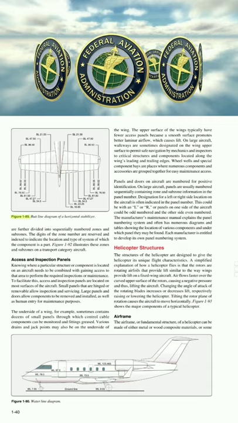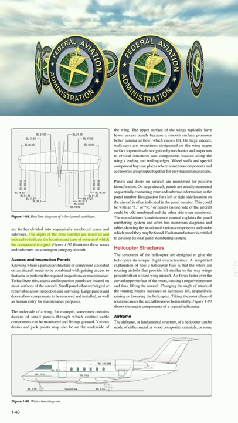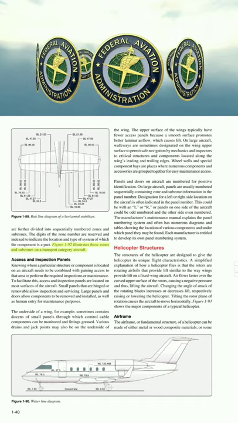Butt line diagram of a horizontal stabilizer. Aircraft are further divided into sequentially numbered zones and subzones. The digits of the zone number are reserved and indexed to indicate the location and type of system of which the component is a part. Figure 192 illustrates these zones and subzones on a transport category aircraft. Access and inspection panels.